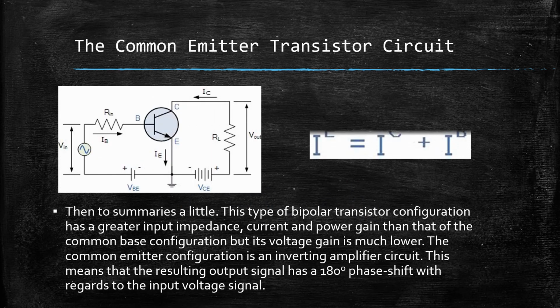Then to summarize a little, this type of bipolar transistor configuration has a greater input impedance, current, and power gain than that of the common base configuration, but its voltage gain is much lower. The common emitter configuration is an inverting amplifier circuit. This means that the resulting output signal has a 180 degree phase shift with regards to the input voltage signal.